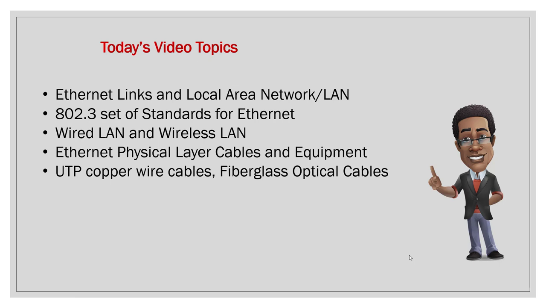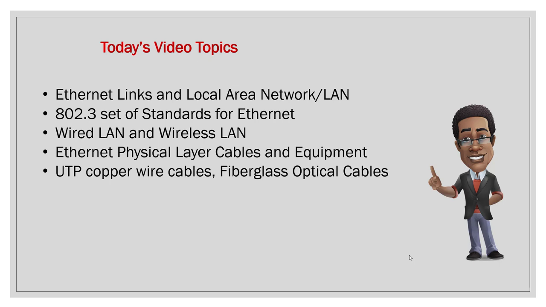Today's video topics are going to be the Ethernet links and the local area network, otherwise known as the LAN, the 802.3 set of standards for Ethernet, the wired LAN and the wireless LAN, the Ethernet physical layer cables and equipment that are used to connect the cables to certain devices like switches and routers, the UTP copper wire cables and the fiberglass optical cables.